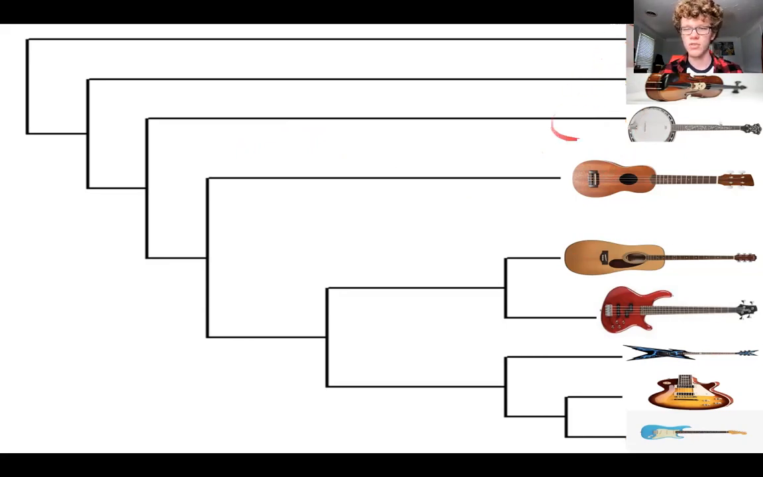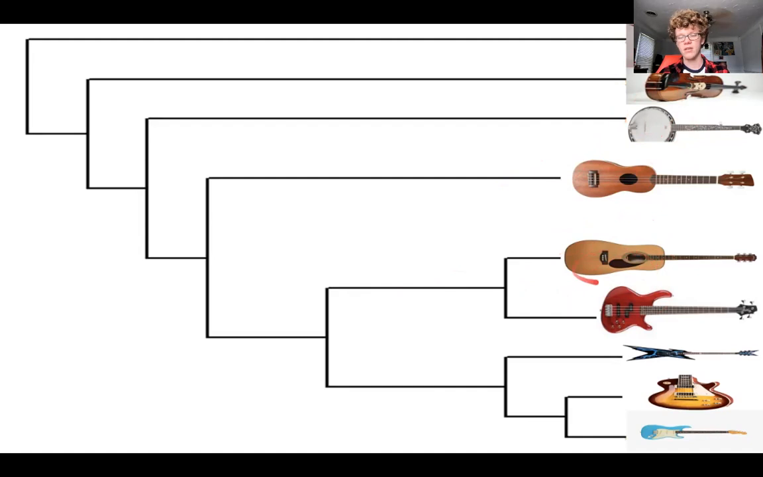Violin used for classical music. Banjo is used for bluegrass or folksy music. A ukulele used in a lot of pop songs. It is acoustic. All of these have been acoustic so far. Then we go into an acoustic and a bass guitar.